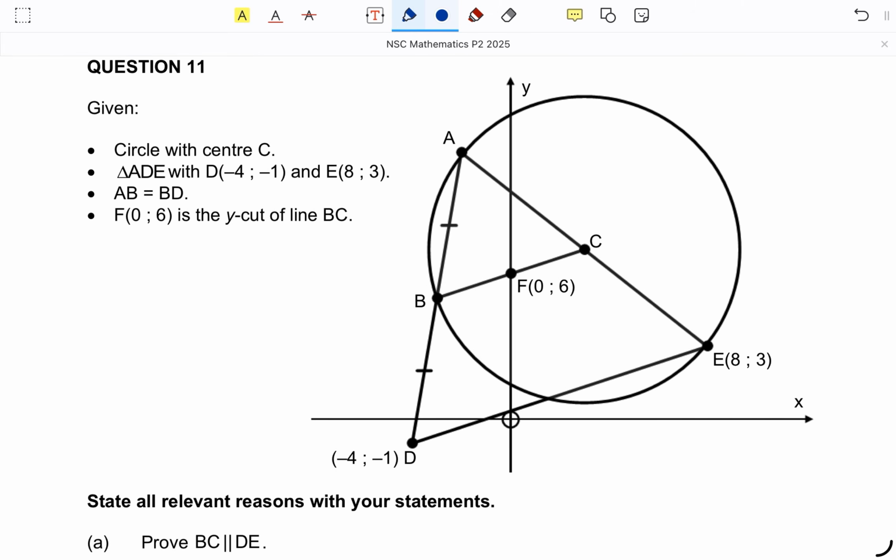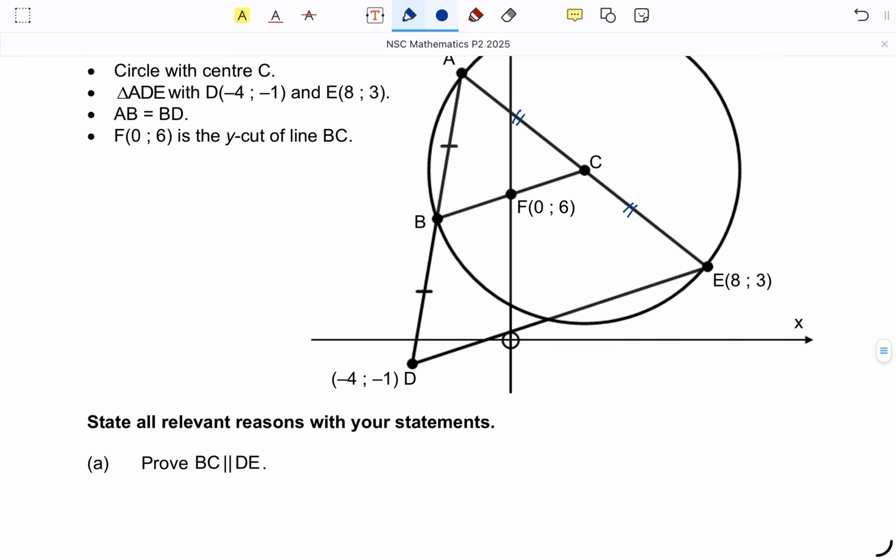It says, given a circle with center C, so immediately we know that makes AC and CE radii, so we know that they are equal in length. Then triangle ADE is given with coordinates D and E, that's on the diagram. AB is equal to BD, that's also given on the diagram, and F is the y-intercept of line BC. They just call it the line cut, but it's the same thing. We can see it's a coordinate on the y-axis. Then it says, state all the relevant reasons with your statements and prove that BC is parallel to DE.